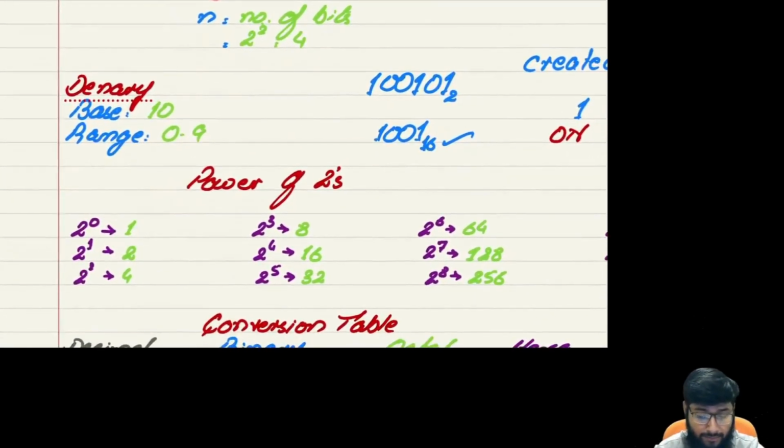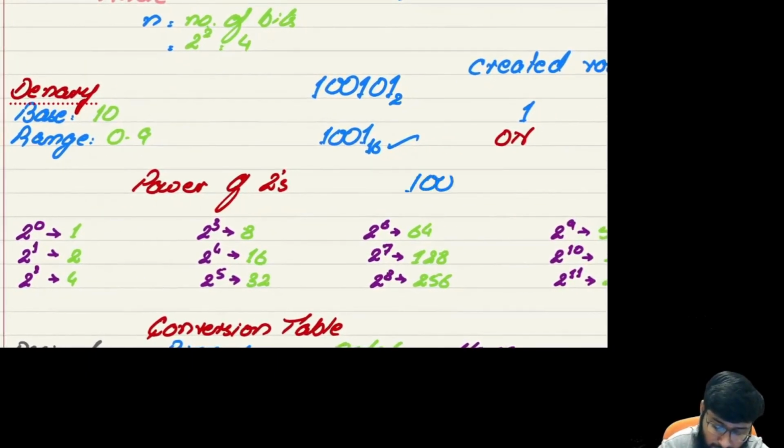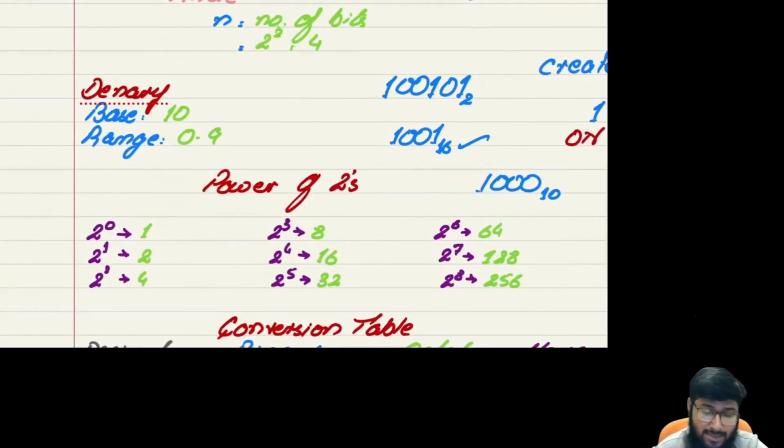Coming towards the denary. Now denary is a number system that is utilized by humans. So the base over here is 10. For example, now again I am writing a number, 1000. Base 10 means that it's a number system utilized by humans. So it's 1000 right now. The base is 10, and the range is 0 till 9. That means neither a number less than 0 nor a number greater than 9 can be in this range.